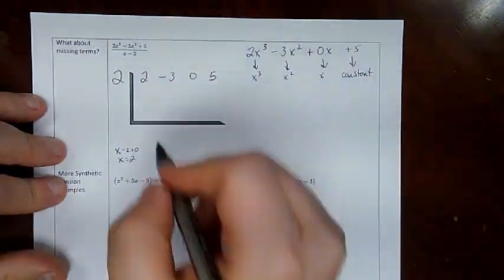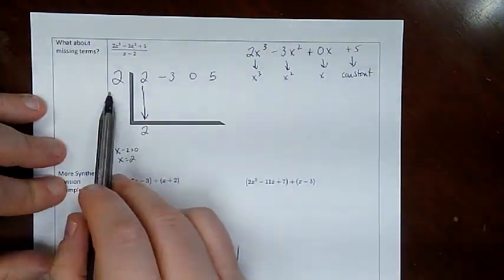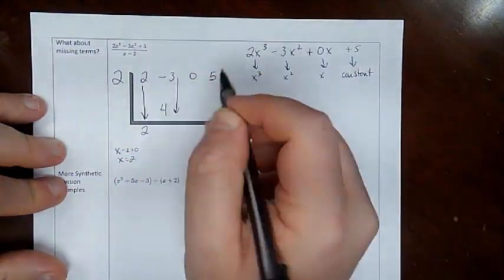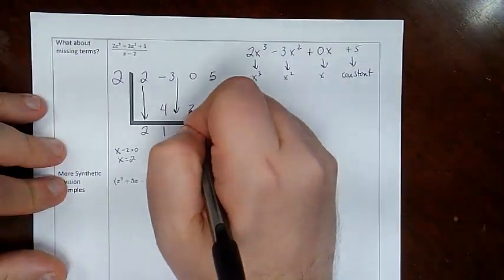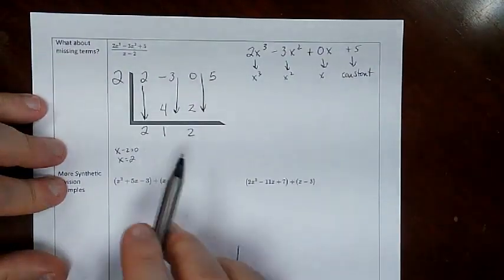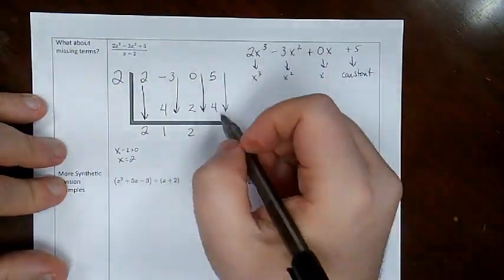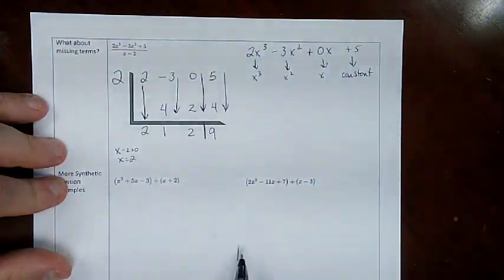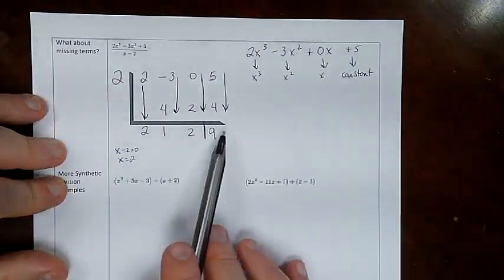Bring down my first coefficient, 2, multiply, 2 times 2 is 4. Add down gives me 1. 1 times 2 is 2. Add down gives me 2. 2 times 2 is 4. Add down, 5 plus 4 is 9. So I had my missing term. I also have a remainder.